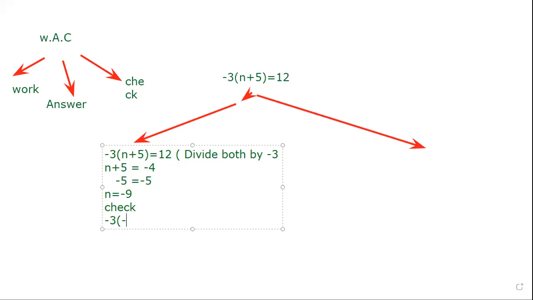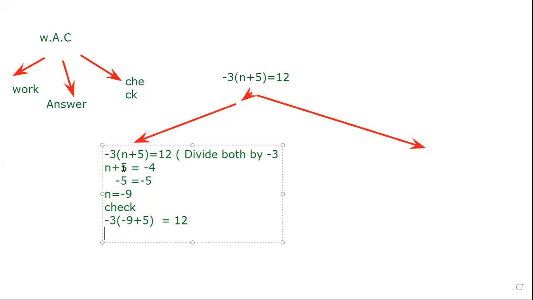So it's negative 3, and then open the parentheses, negative 9 plus 5, right? And the right side, it's 12. Negative 3 times negative 9 plus 5, according to the order of operations, we have to deal with the parentheses first. Then negative 9 plus 5, it will be equal how many, grade 7?